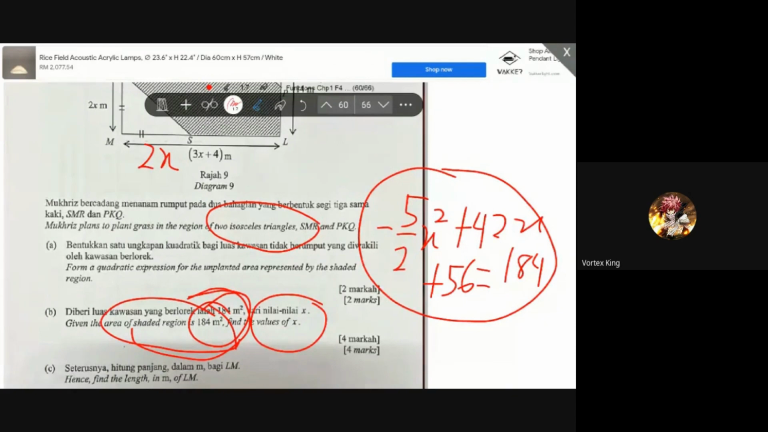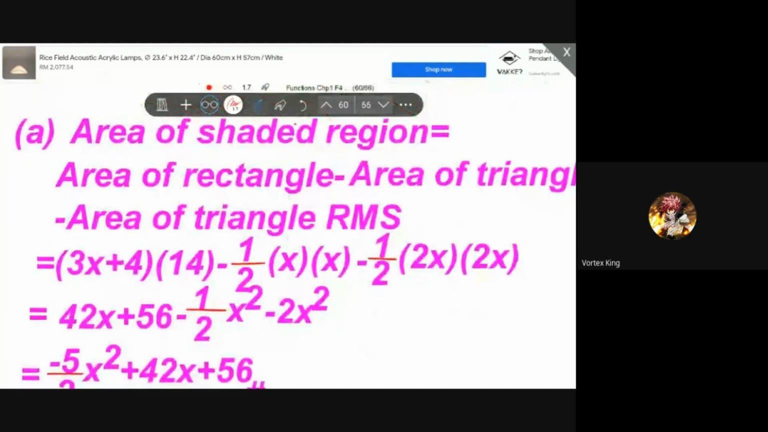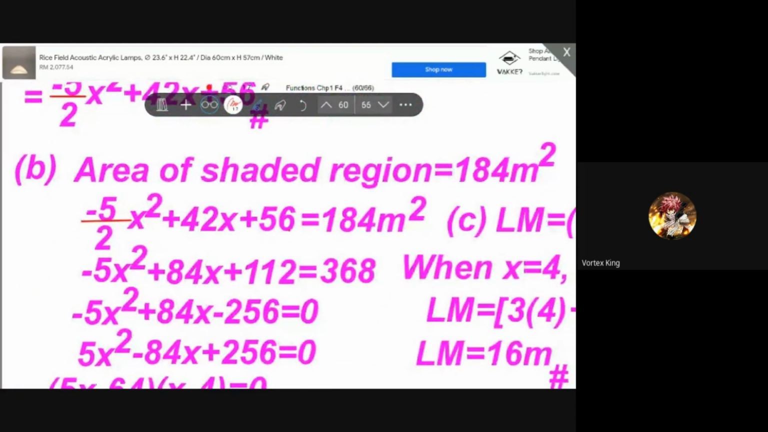So, okay. Now this is not in general form yet. So you need to move 184 to the left side, because now we want it equal to zero. A quadratic expression always equals zero at the right hand side. Okay. So, yeah, you will get something like this down here. Let me show you. Okay.